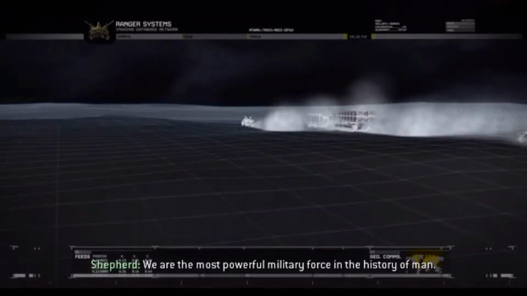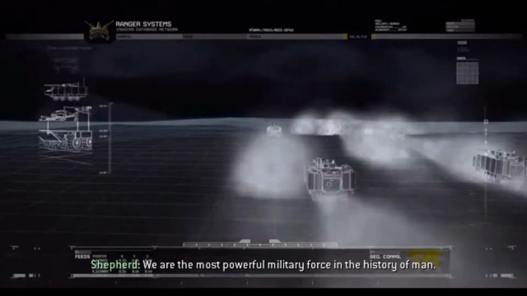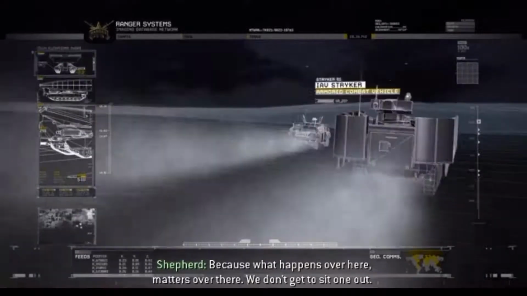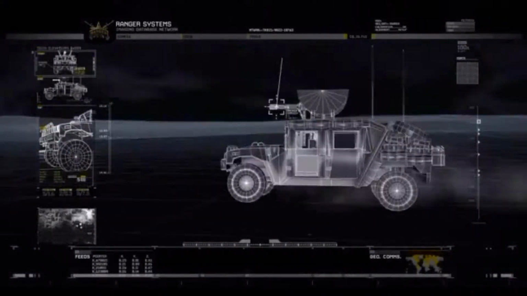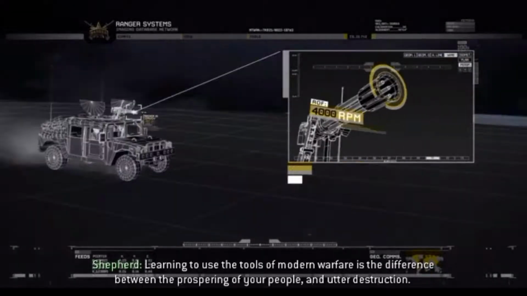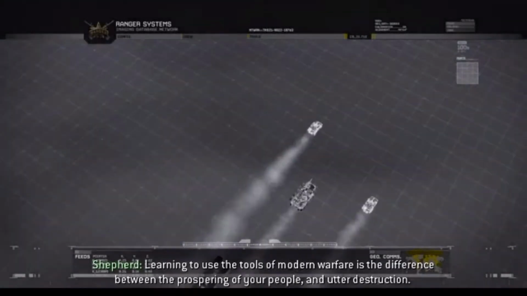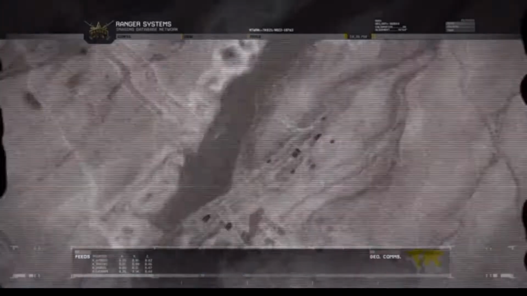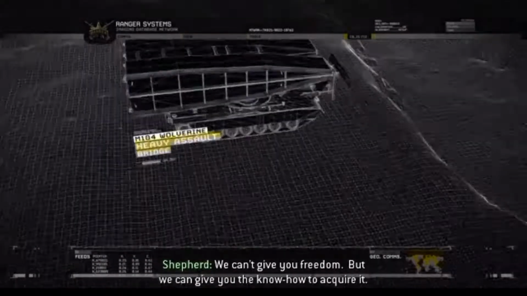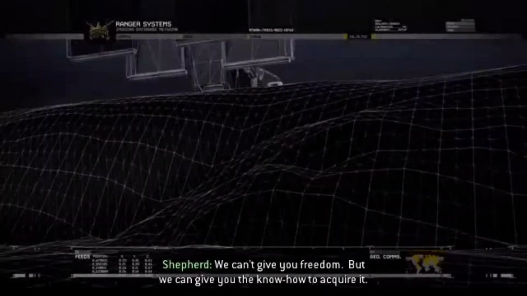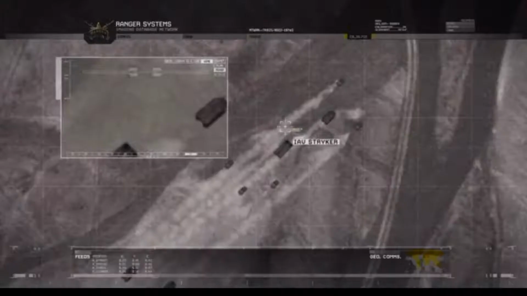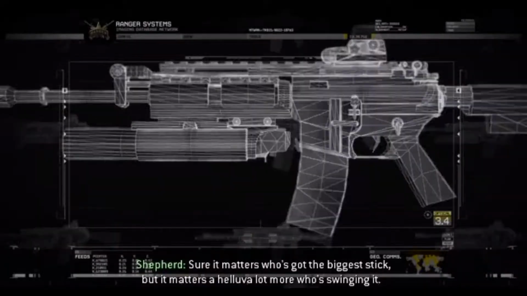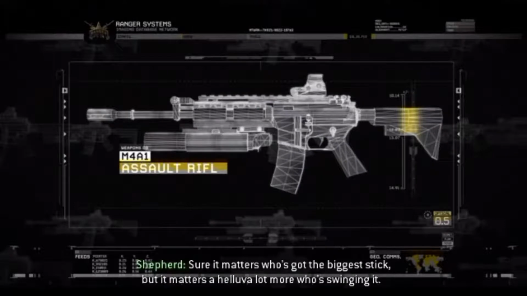We are the most military force in the history of man. Every fight is our fight. Because what happens over here matters over there. We don't get to sit one out. Learning to use the tools is the difference between the prospering of your people and utter destruction. We can't, but we can give you the know-how to acquire it. And that, my friends, is worth more than a deal. Sure, it matters who's got the biggest stick, but it matters a hell of a lot more who's swinging it.